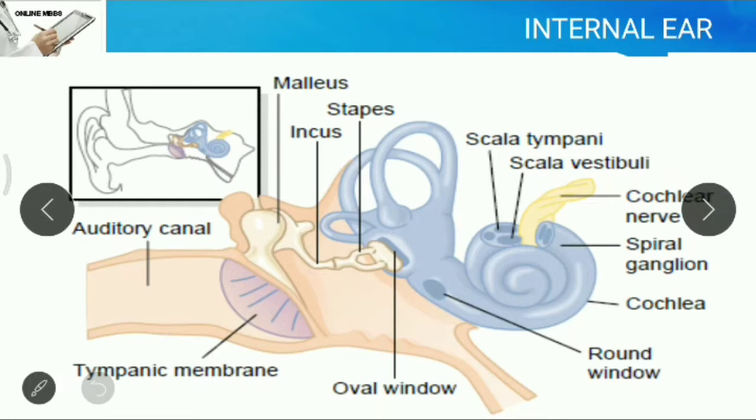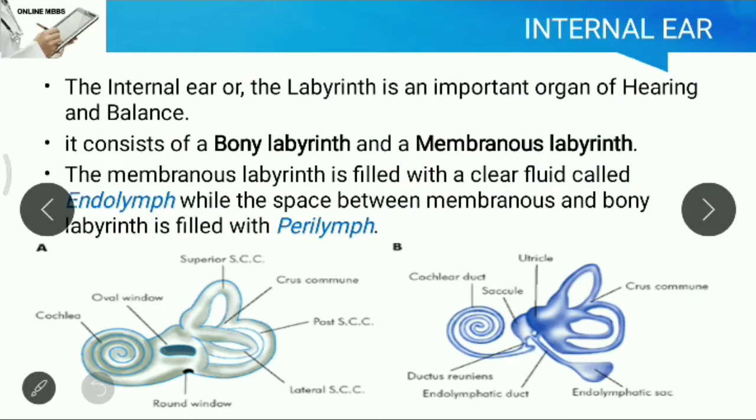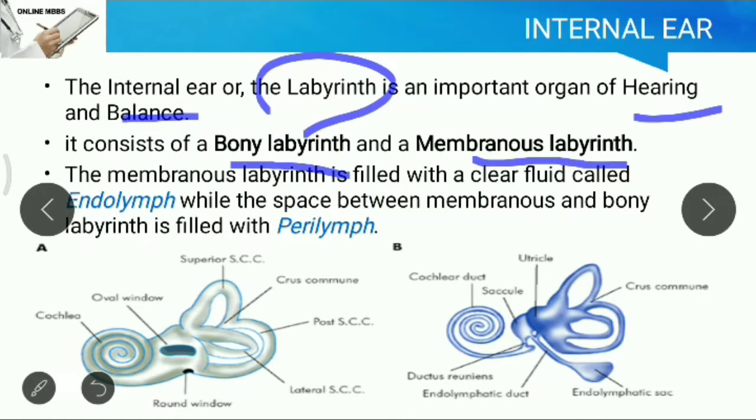Now comes the internal ear. In the internal ear, we can see here the internal ear or the labyrinth is an important organ of hearing and balance. It consists of bony labyrinth and a membranous labyrinth. Due to this, it is also known as labyrinth. The membranous labyrinth is filled with a clear fluid called endolymph, while the space between the membranous and bony labyrinth is filled with perilymph.